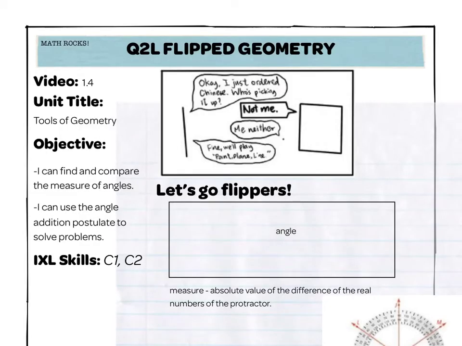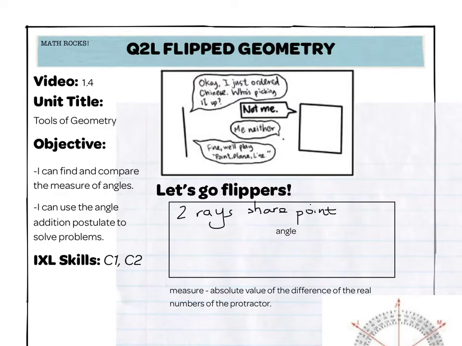All right, we talked about what our objective is for today. Let's get right into it. An angle is going to be made of 2 rays, and it's going to share an endpoint, so share a point.